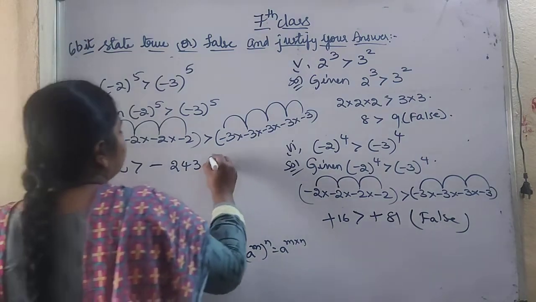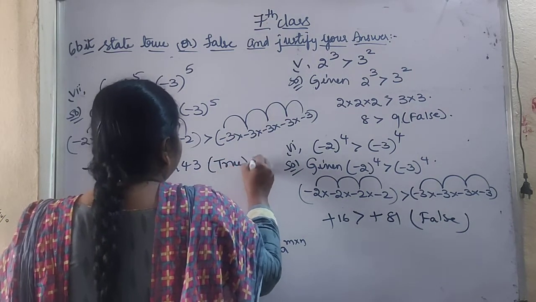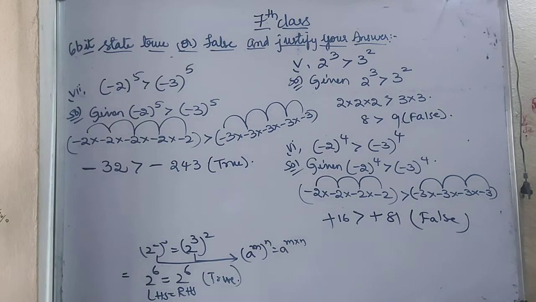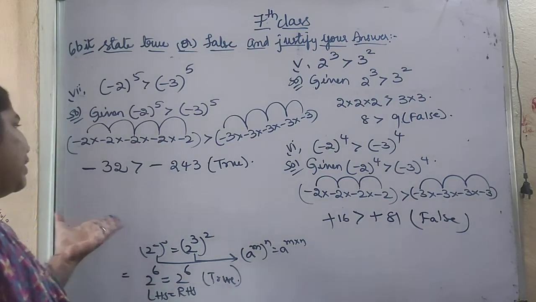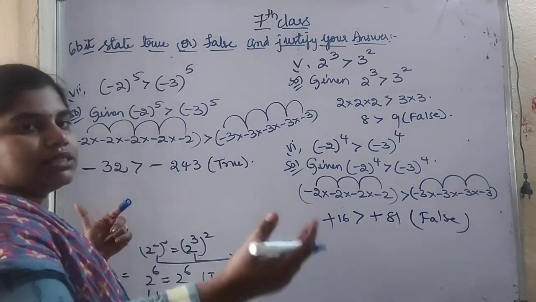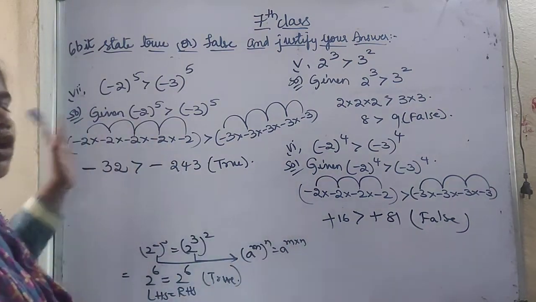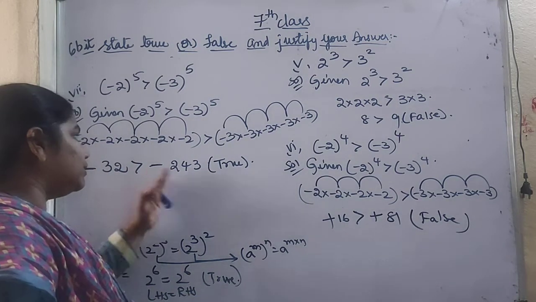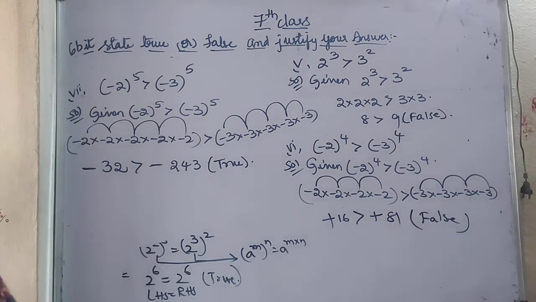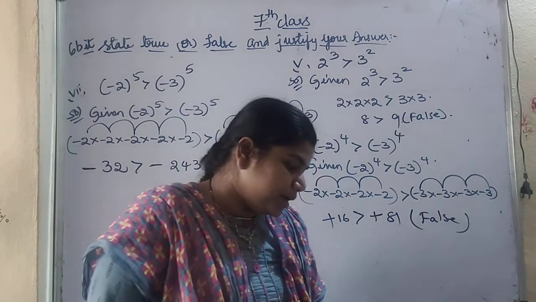Yes, it is a true statement, because in integers, the negative smaller number will be greater than the negative bigger number. So on the number line, this minus 32 will lie on the right side and minus 243 will lie on the left side. So we can say minus 32 is greater than minus 243. So this is our 7th bit. With this our exercise 2 is completed.